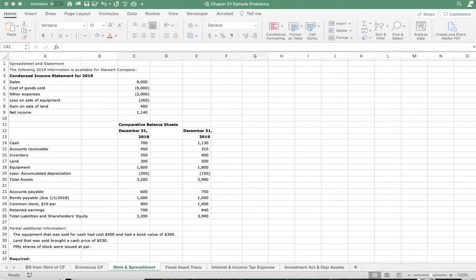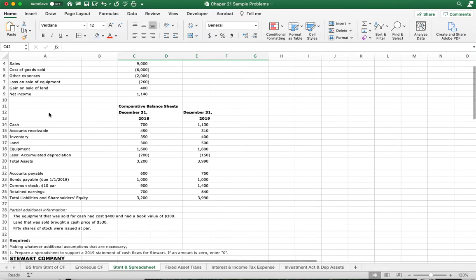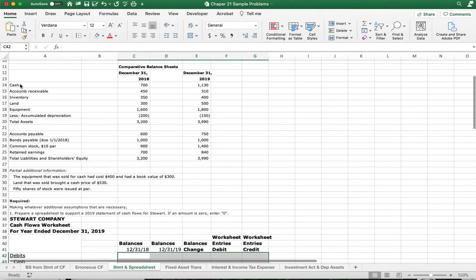To prepare a spreadsheet for our income statement, our cash flow, so a cash flow worksheet, and then prepare the actual cash flow statement. We have the following information for 2019 available for Stewart Company: sales, cost of goods sold, other expenses, loss on the sale of equipment, gain on the sale of land, and net income. And then from the comparative balance sheets, we have our assets and our liabilities with year-end 2018 balances and year-end 2019 balances.